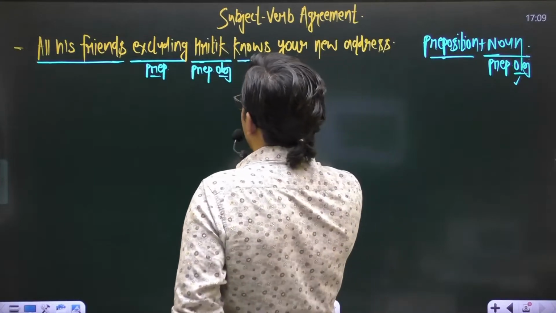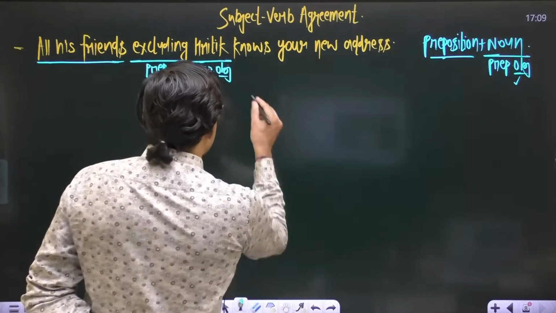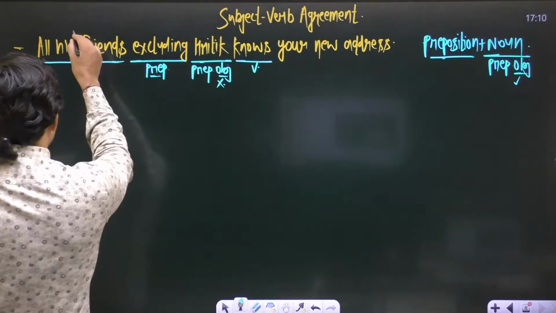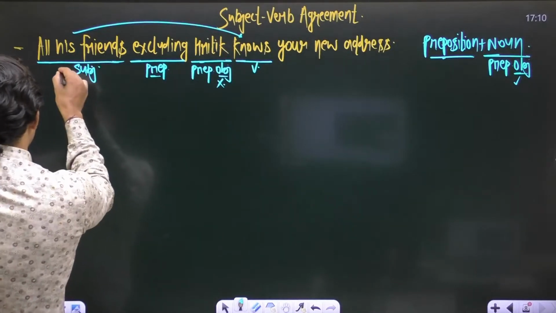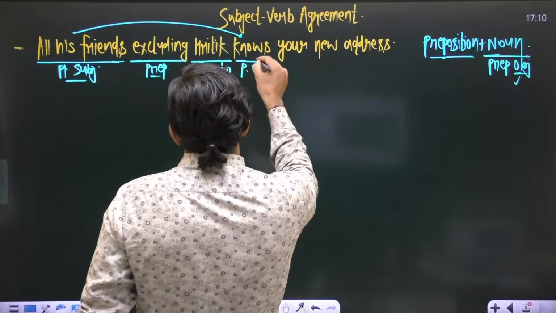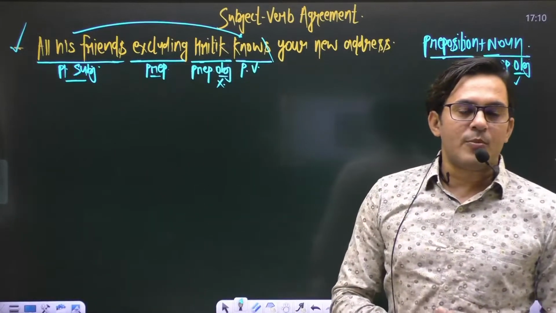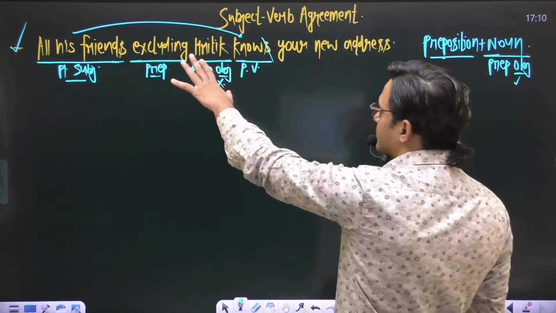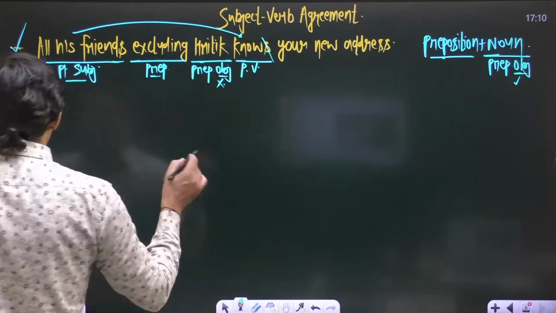So this one is the verb, and as we know, we never use a verb according to the object, we always use the verb according to the subject. This one is the subject of the sentence, this one is a plural subject, and a plural subject always demands a plural verb, so drop s to make this verb plural. So the sentence will be: all his friends excluding Ritik know your new address. This sentence will be okay now.